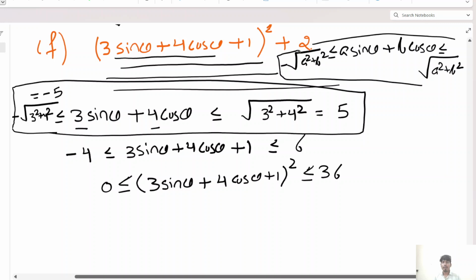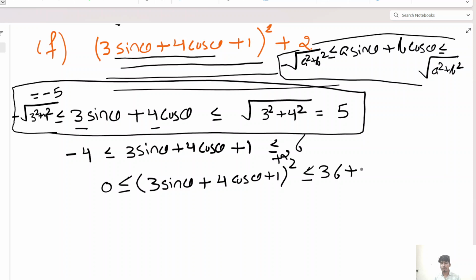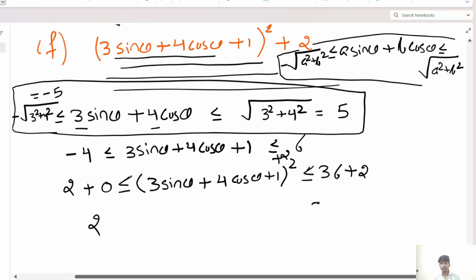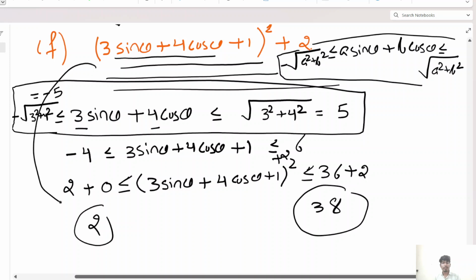Then here we have plus 2, so here it is also plus 2 and here it is also plus 2. Then this is 2 and this is 38. Okay, the minimum value of this expression is 2 and the maximum value is 38.